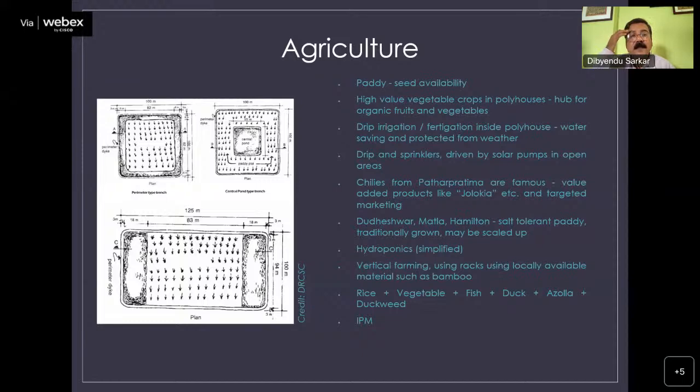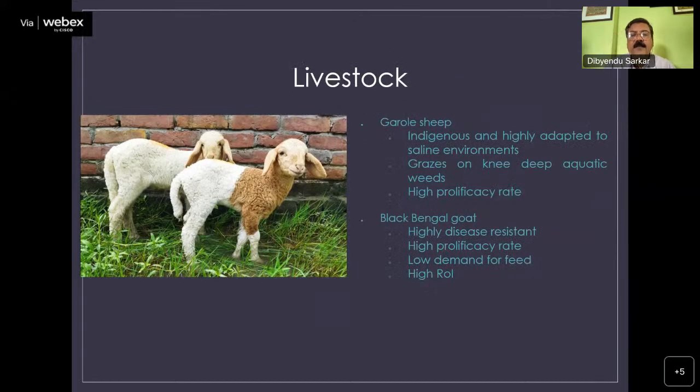From agriculture, let's go to the next one, Shravarna. Yes, livestock. There are two very important varieties which probably would be thriving in the Sundarbans. One is Garol sheep, which is indigenous, highly adapted to saline environment, which grazes on knee-deep aquatic weeds and has a pretty high prolificacy rate. The Garol sheep, which is now being tried out in other areas as well, is an indigenous product of the Sundarban, but those are gradually withering away. So probably we need to rejuvenate that.